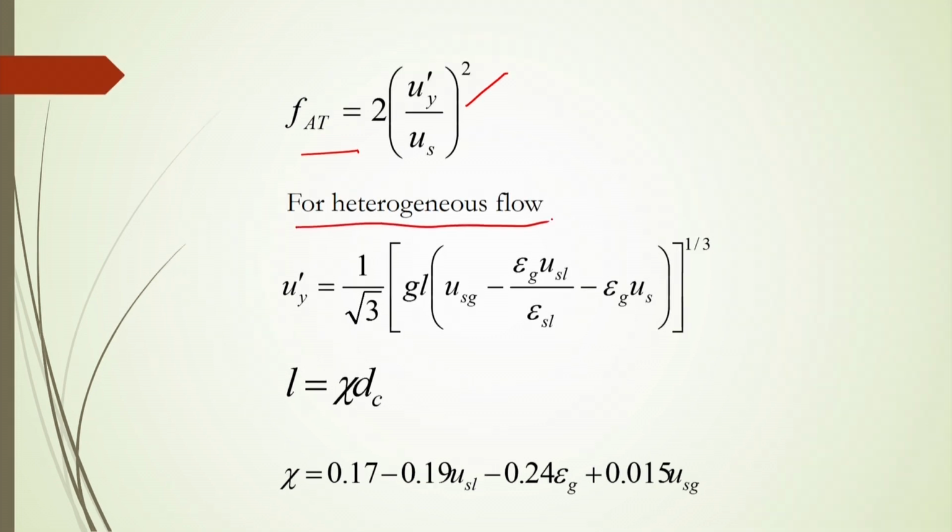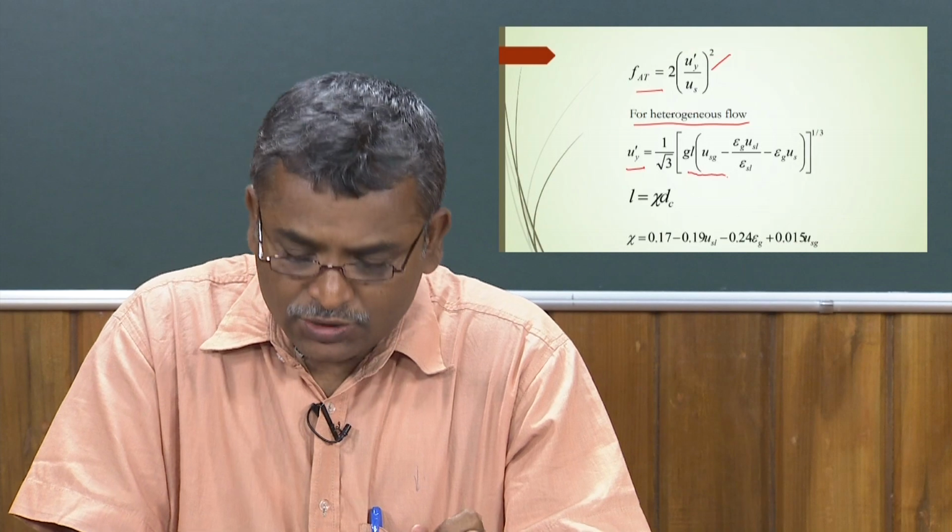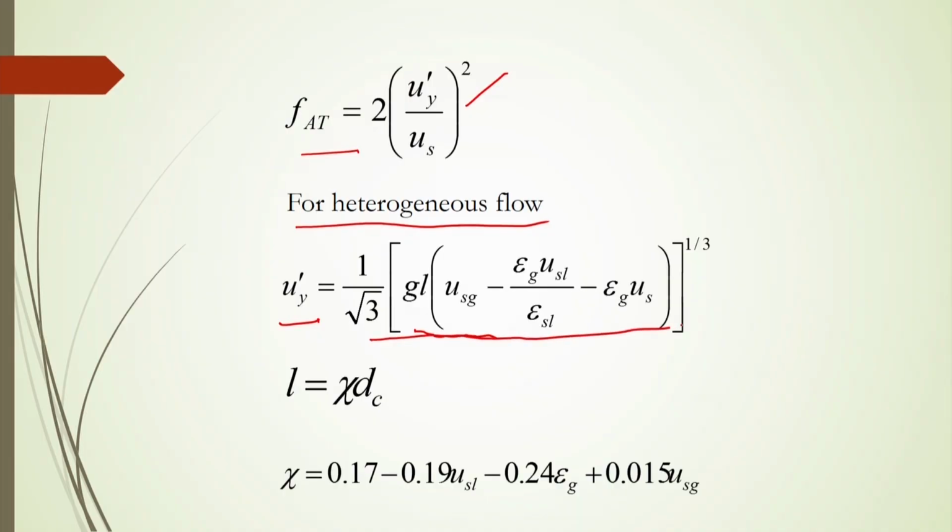Now, for heterogeneous flow, you will see this u y dashed, that is turbulent velocity, or you can say velocity fluctuation due to this turbulence, will be equal to 1 by root over 3 into g L into u s g minus epsilon g u s L by epsilon s minus epsilon g, u s to the power 1 by 3. In this heterogeneous flow, this fluctuation velocity will be obtained from the energy balance. So, this energy balance will give you this fluctuating velocity.